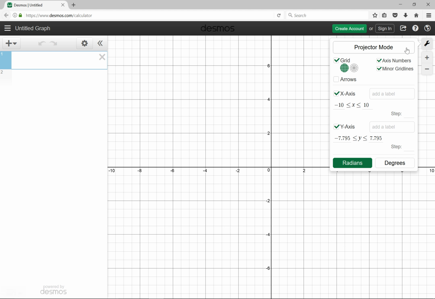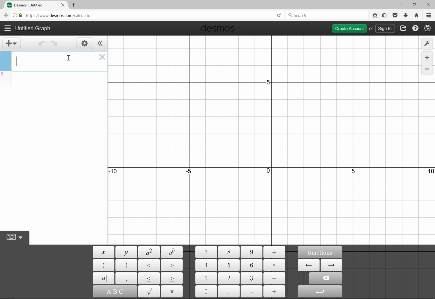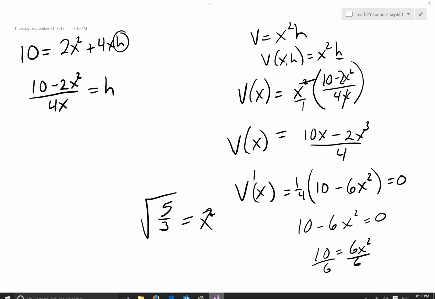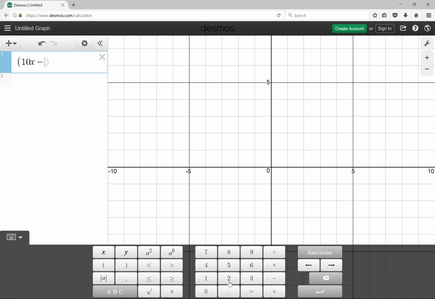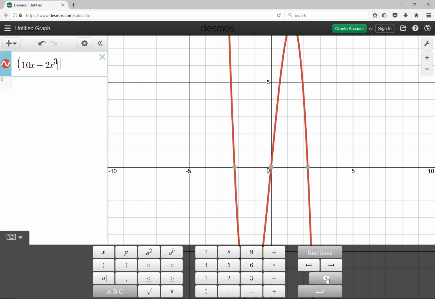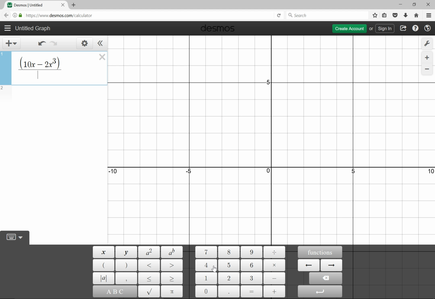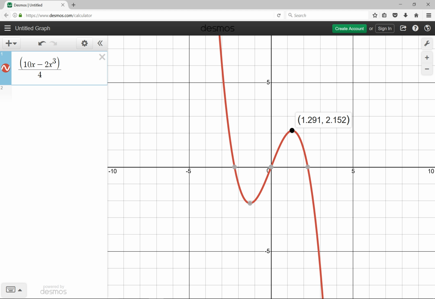Now, we said that our answer was parentheses 10x, plus, is it plus or minus? Minus 2x cubed, divide by 4. Nice. And check it out right there, that number. You're like, well, isn't it plus or minus? It does not make sense to have a negative side length. So in reality, that's another thing to think about.